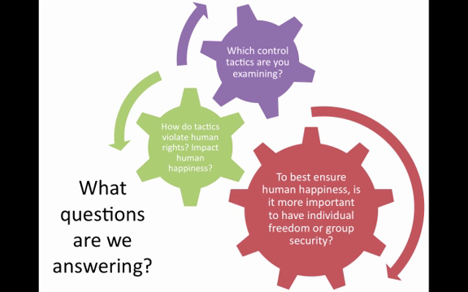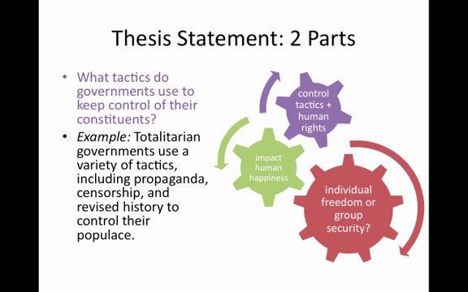So you're starting with the basic, the purple: which control tactics are you examining? Then you also need to explain how these tactics violate human rights and impact human happiness, that's the green. And then you're eventually working toward, in your conclusion specifically, the red: to best ensure human happiness, is it more important to have individual freedom or group security?